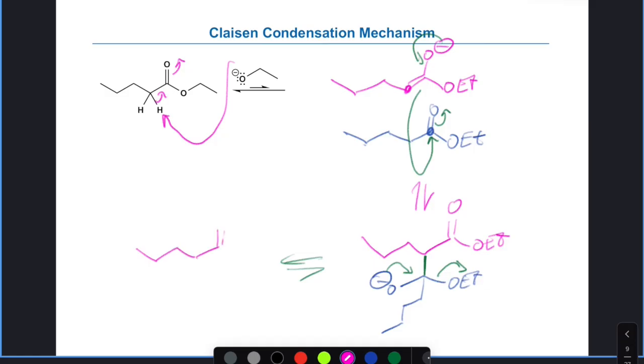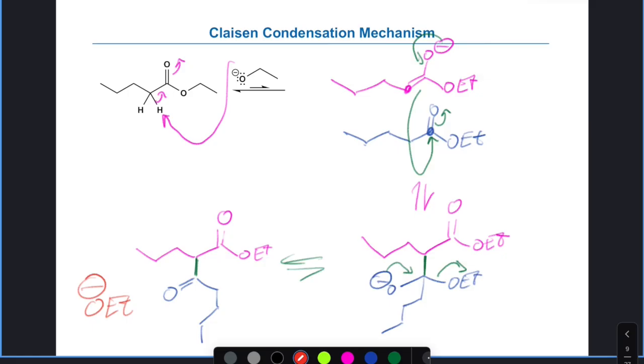So our donor, still here. We have our new bond between the two. And then we have regenerated our carbonyl. And we have the rest of the fragment. 1, 2, 3, 1, 2, 3, 4, like that. And we've made O-ethyl as our negative charge.